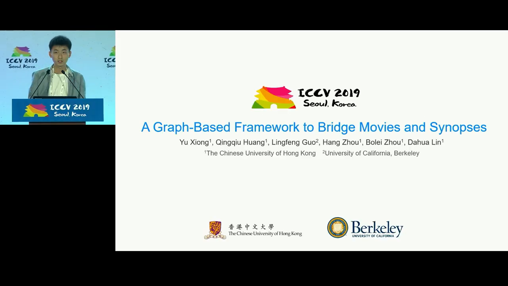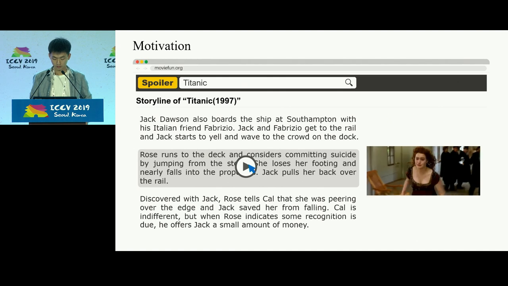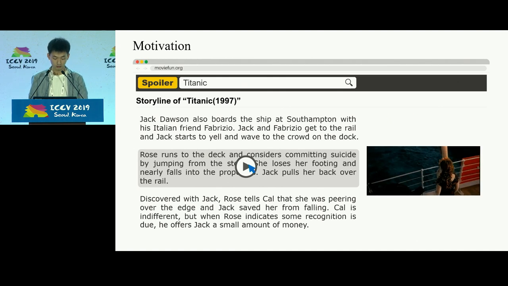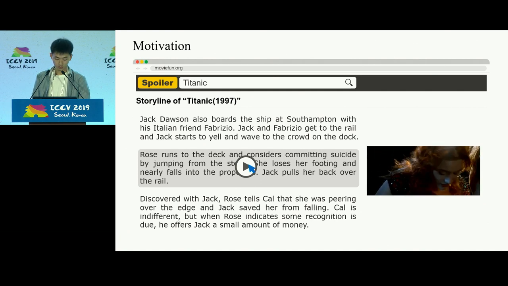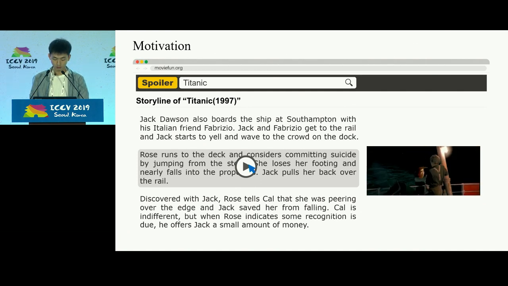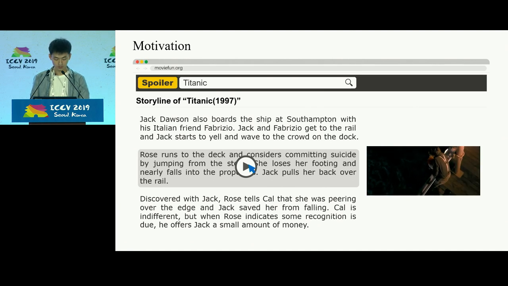Good morning. I'm Yu from the Chinese University of Hong Kong, and I'm presenting our paper, A Graph-Based Framework to Bridge Movies and Synopses. Retrieving movie segments with natural language queries sees increasing demand in real-world applications. People may desire to see the corresponding movie segments while they are looking at introductory descriptions that they feel interested in.